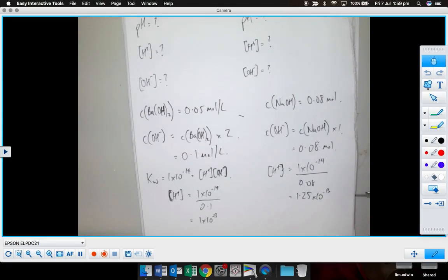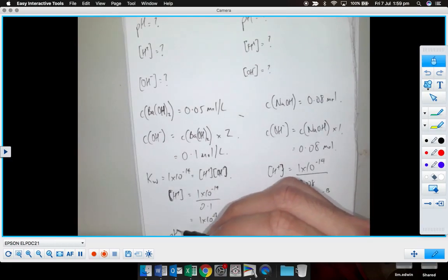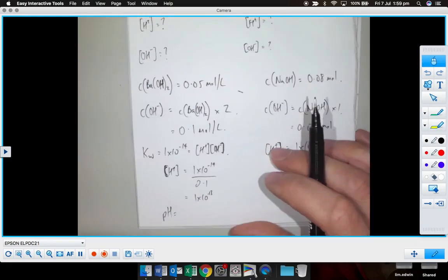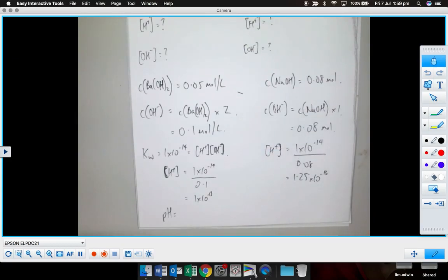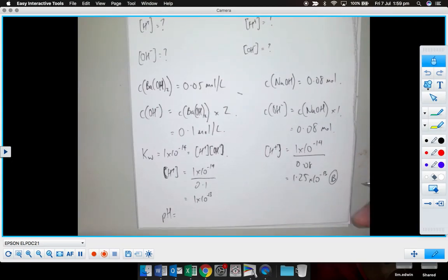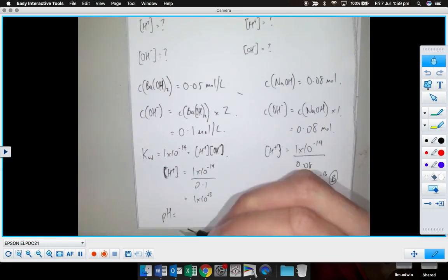Alright, so what's that equal then? Now we can work out the pH of both of these. Let's save this one as B. This one here is 1 e to the negative 13, negative log of that, negative log of 1 e to the negative 13, is equal to 13.